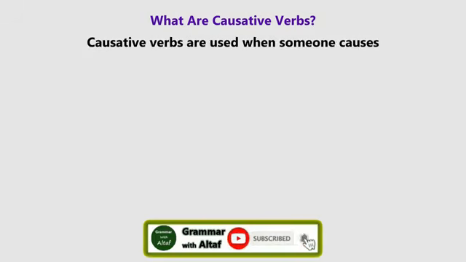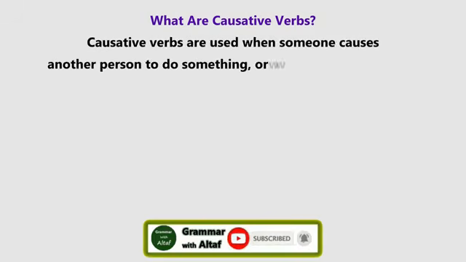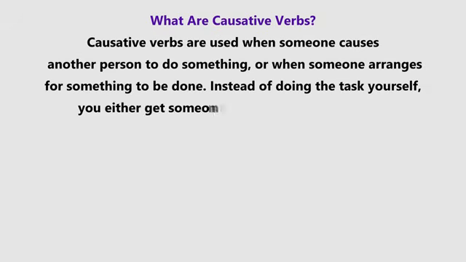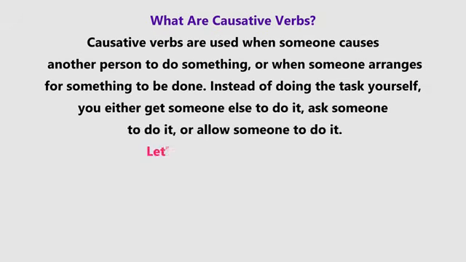What are causative verbs? Causative verbs are used when someone causes another person to do something, or when someone arranges for something to be done. Instead of doing the task yourself, you either get someone else to do it, ask someone to do it, or allow someone to do it.